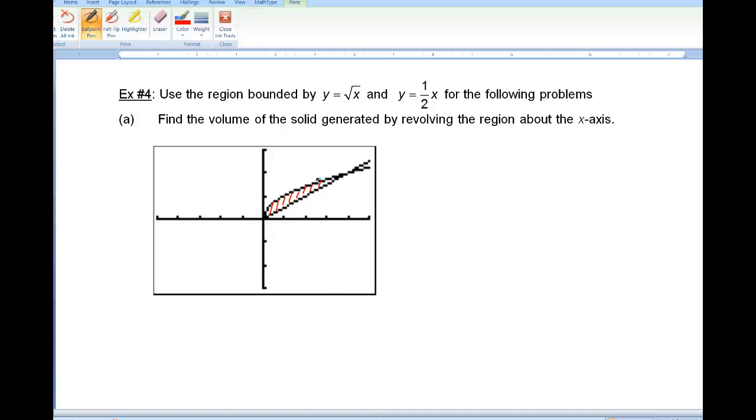Okay. So we're going to take this region bounded by the square root of x. So this is the square root of x, and this one's y equals 1/2 x, the lower curve. So we want to take this shaded region, and we want to rotate this about the x-axis.